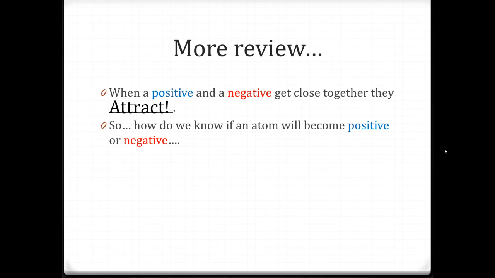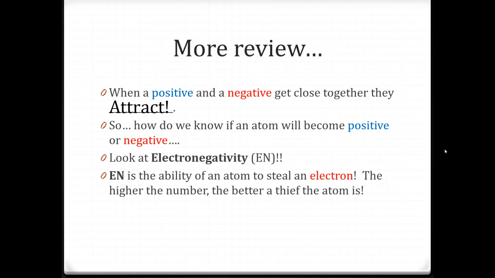So how do we know if an atom will become positive or negative? Well, that's a tricky question. How do we know if it will gain electrons or lose electrons? We learned this with the periodic table. We have to look at the electronegativity. Remember, electronegativity is the ability of an atom to steal an electron. It's the want of an electron. So the higher the electronegativity number, the better a thief the atom is.